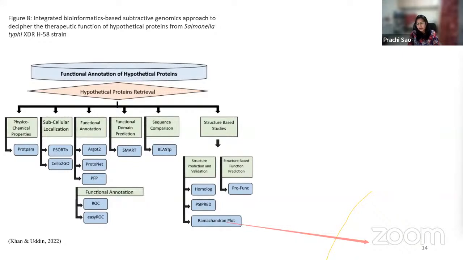Whenever we are talking about hypothetical proteins, we will always make sure that we start from the whole genome approach, not from the pathway approach. Because when we take the pathway approach, we are going to filter out a lot of hypothetical proteins. So we will not go with the pathway approach.